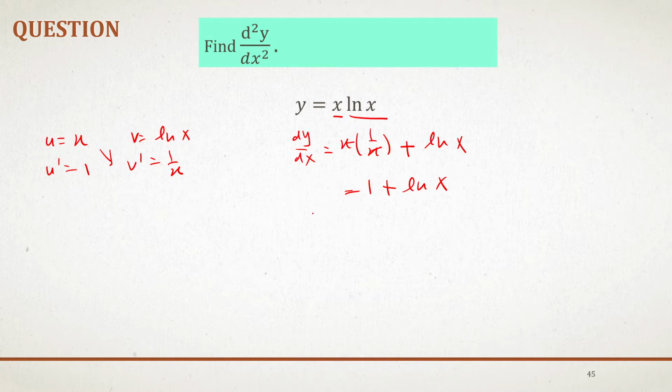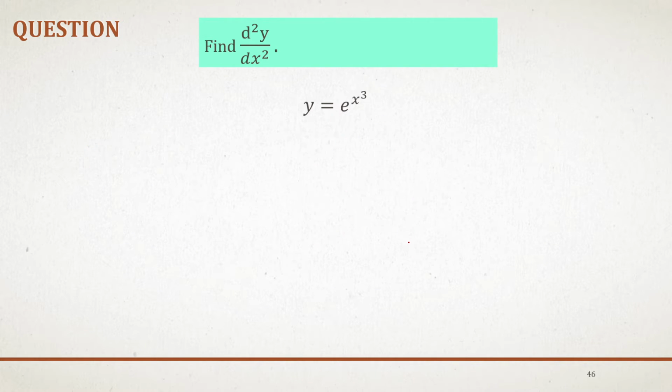I need to differentiate a second time. So d squared y over dx squared: differentiate 1 is 0, differentiate ln x is 1 over x. Then how about this one? Differentiate one time: the exponent, remember, first thing, copy back, and then differentiate x cubed, which is 3x squared.